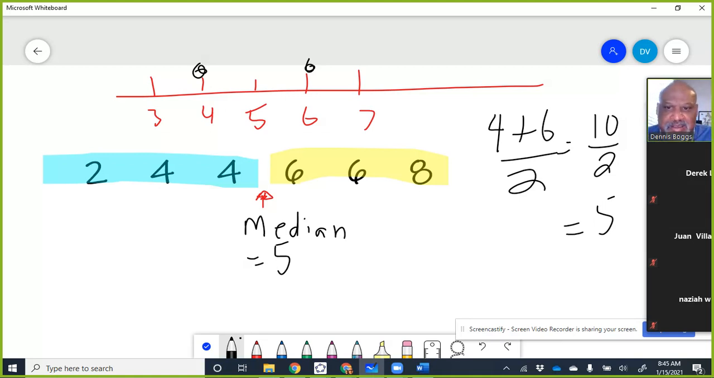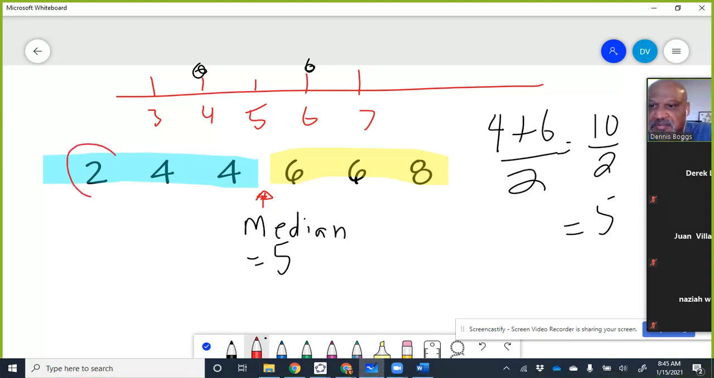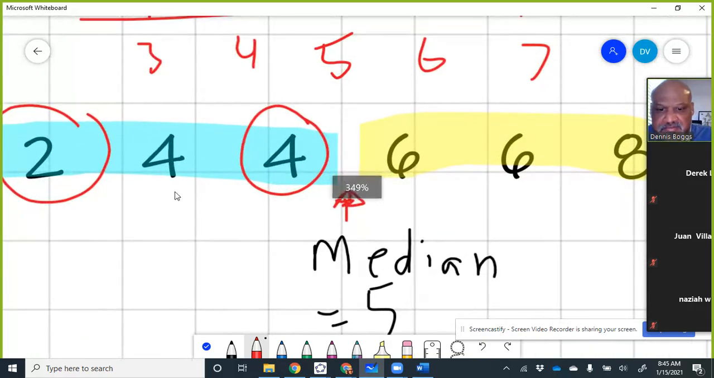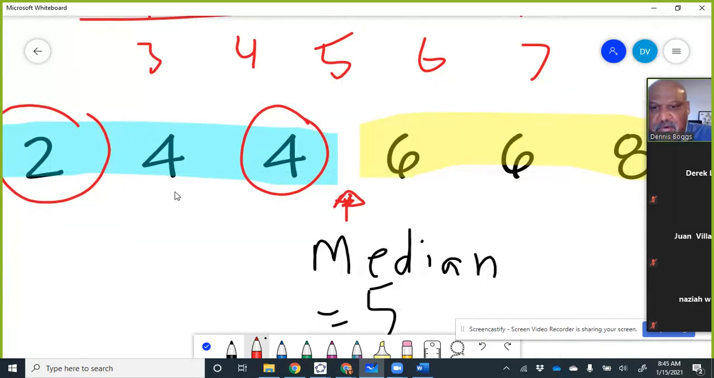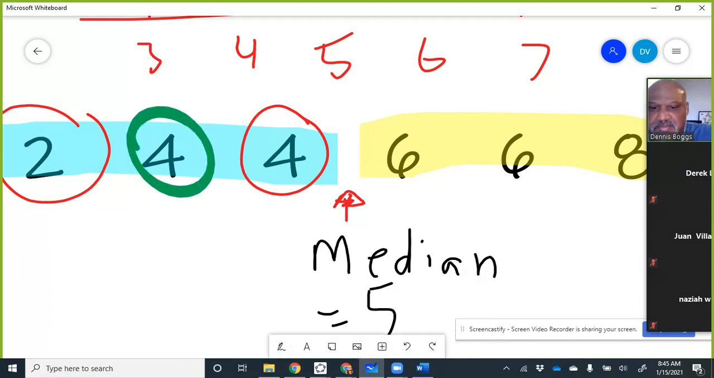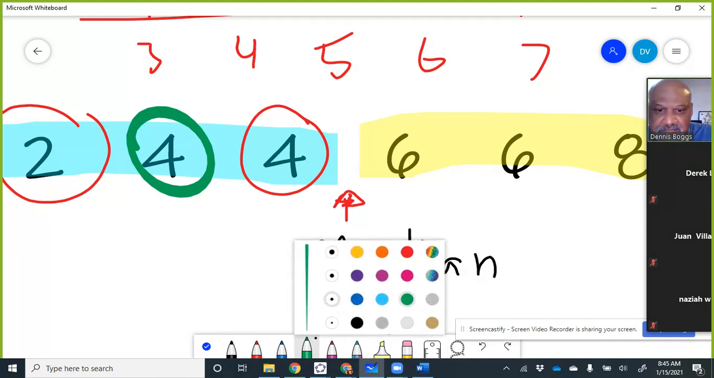Let's talk about the quartiles. To do that, we want to look at the small numbers. They're blue right now. I want to take those small blue numbers and find what's in the middle of them. What? 4. So 4, we have a name for that. It's called the first quartile. It's really the median of those blue numbers, but we don't call it that. We call it the first quartile.